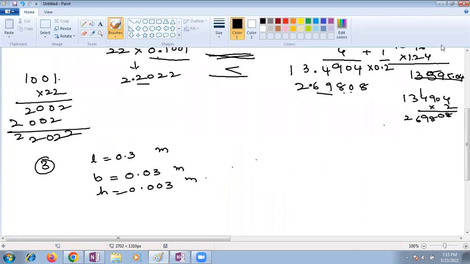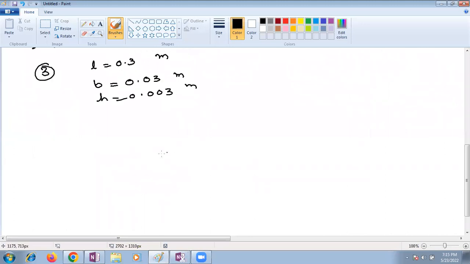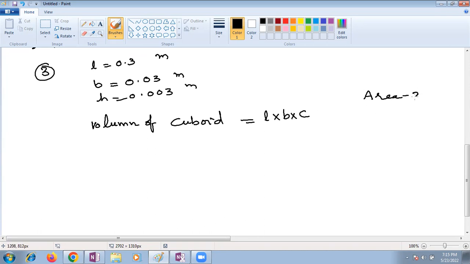Now, we know the volume of a cuboid. Very important, and in competitive examinations also. What is the volume of a cuboid? Area is for two-dimensional figures, volume is for 3D figures. Area means length into breadth, only two dimensions, whereas volume means we have three dimensions: L, B, H.